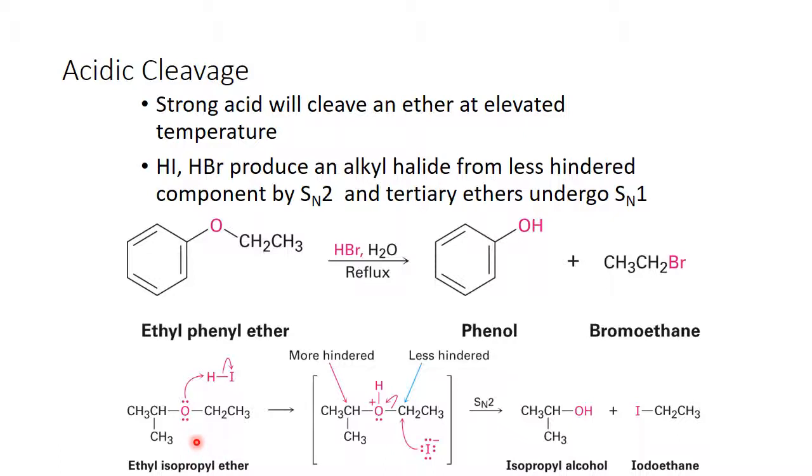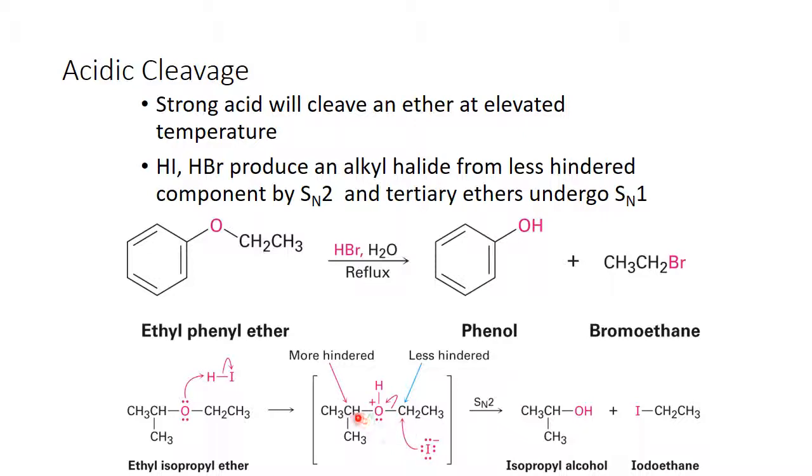Ethyl isopropyl ether can be cleaved with hydroiodic acid. Right here is the mechanism for the protonation reaction. So we get a proton transfer by the oxygen reaching out and grabbing the proton, and then the electrons jumping onto the iodine and forming iodide. So this is the product, the protonated oxygen, and here's the iodide. This is now a good leaving group.